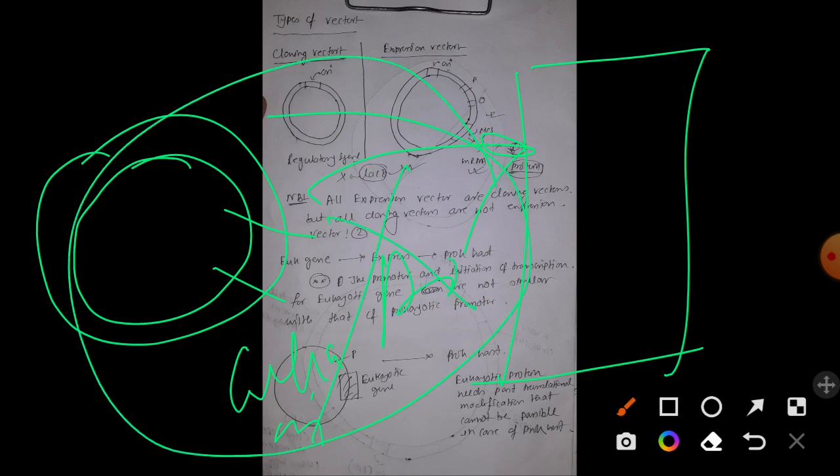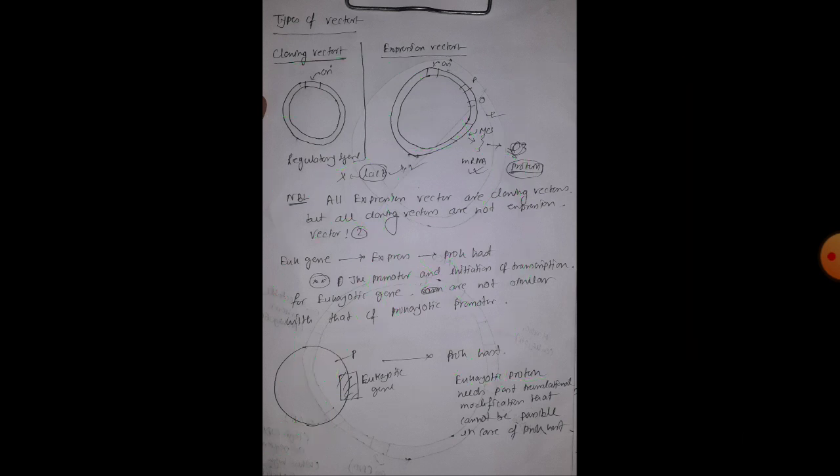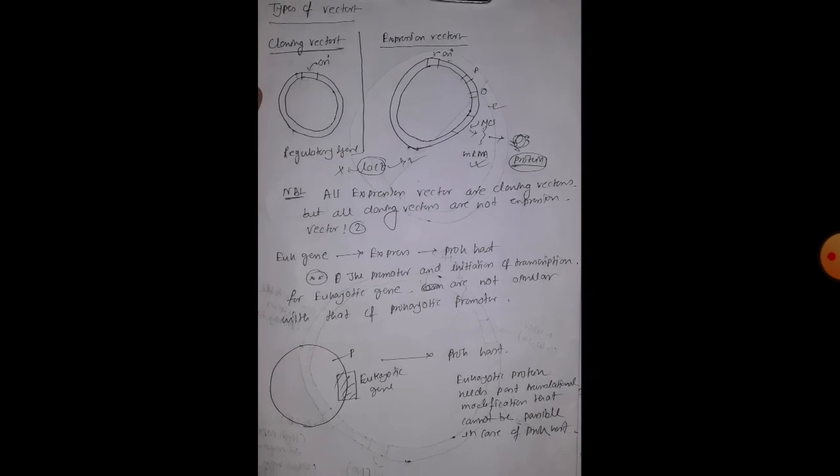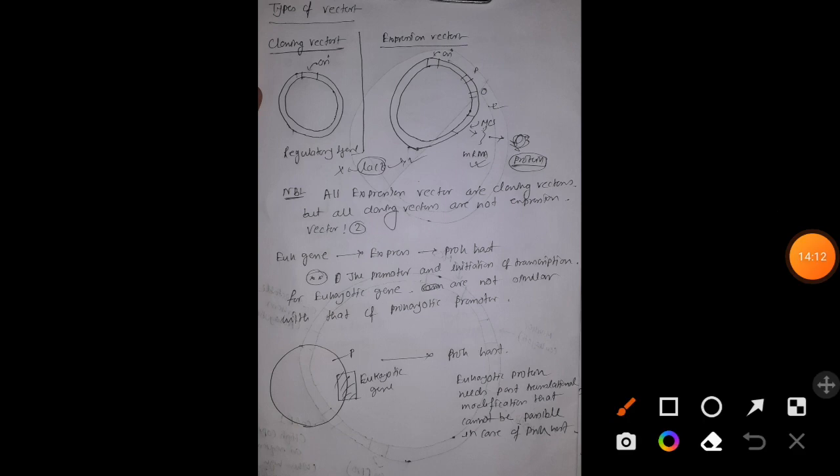That means scientists observe that we have to choose our host depending on what is the origin of replication in our vector. Or vice versa is also possible, that we have to choose our origin of replication depending on what our host is, right? So scientists try to think about this.